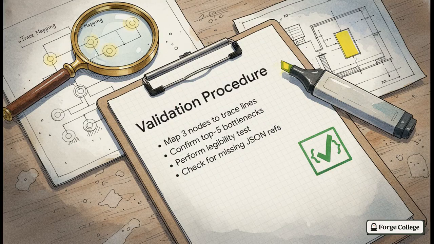To guarantee you pass, just run through this checklist. Map 3 representative nodes back to their exact trace lines. Confirm your top 5 prioritized bottlenecks are visually popping. Do that legibility test at 100% zoom. And run a quick programmatic check to ensure there are absolutely no missing JSON trace references. If you hit all of these, your flowchart is rock solid, and any reviewer can follow your logic seamlessly.